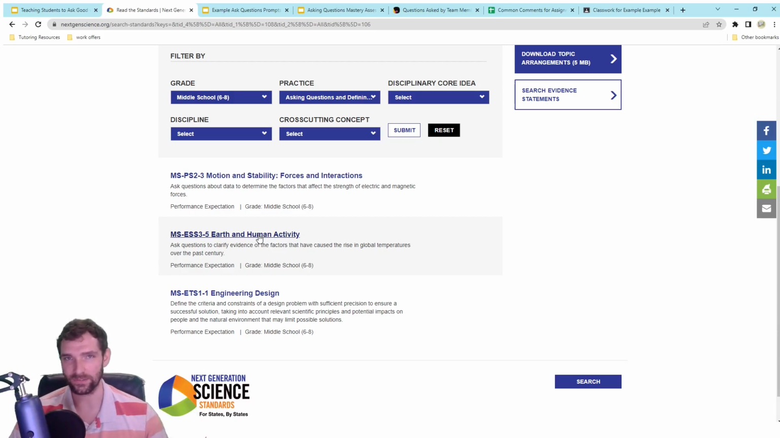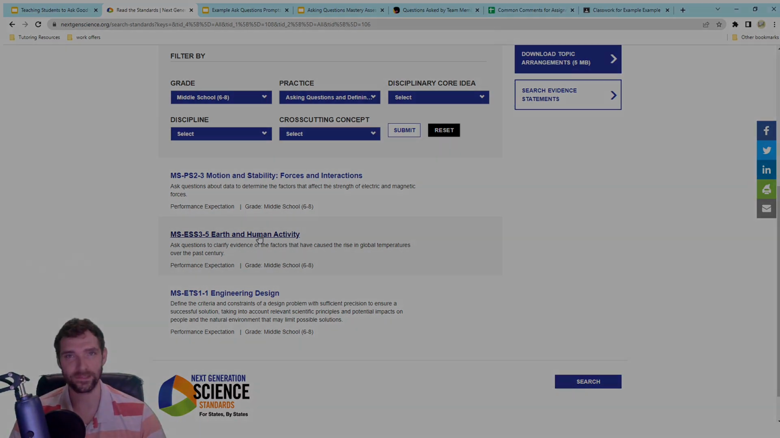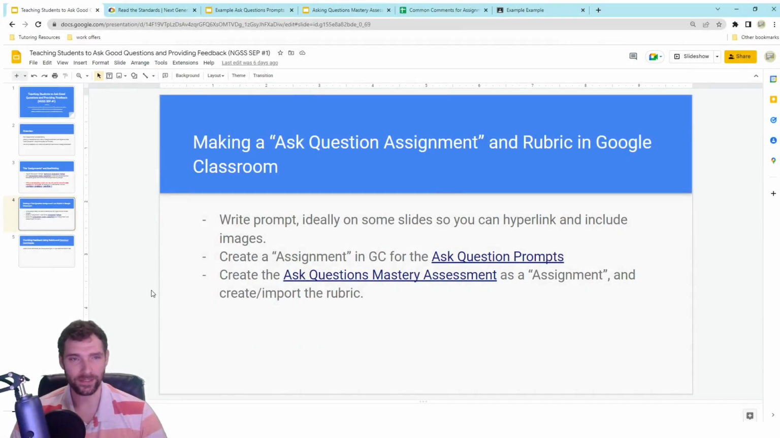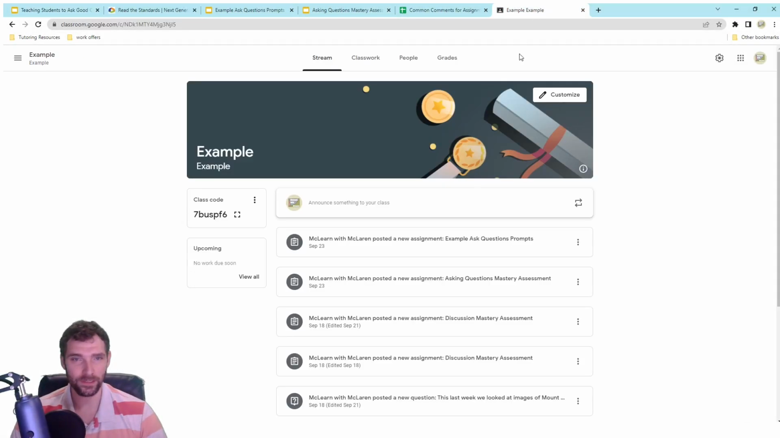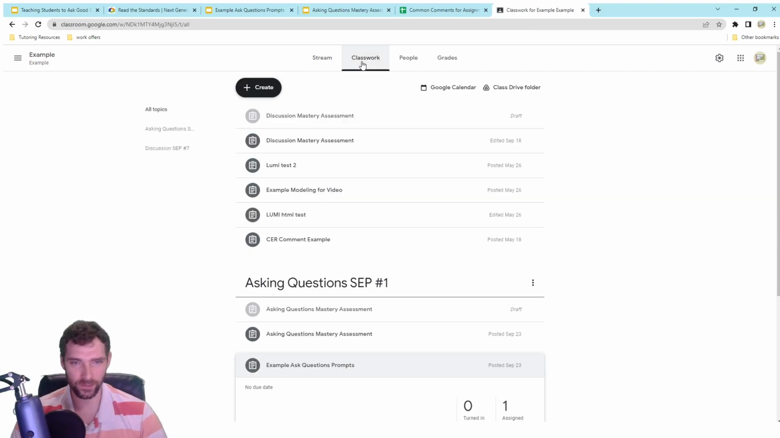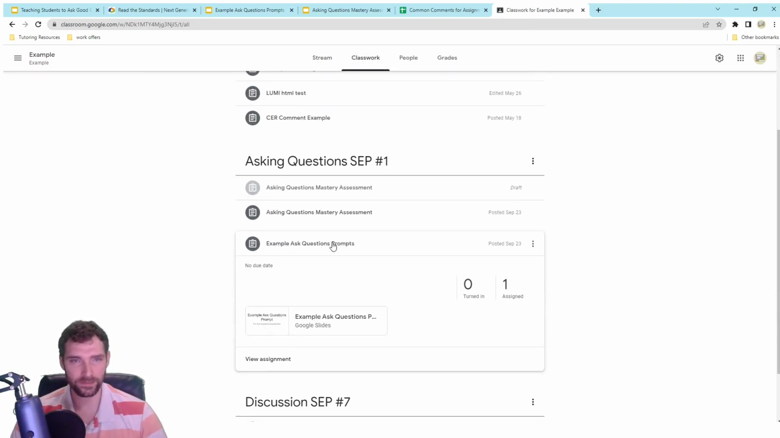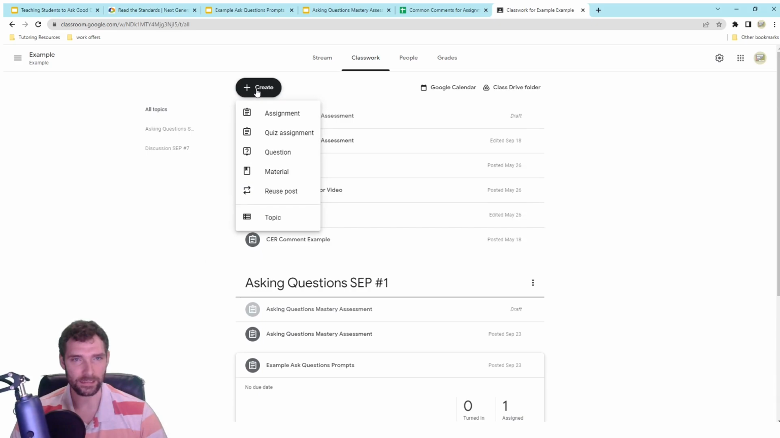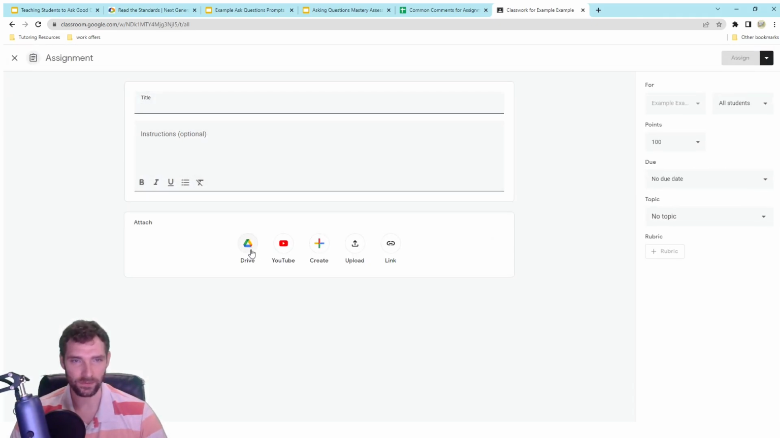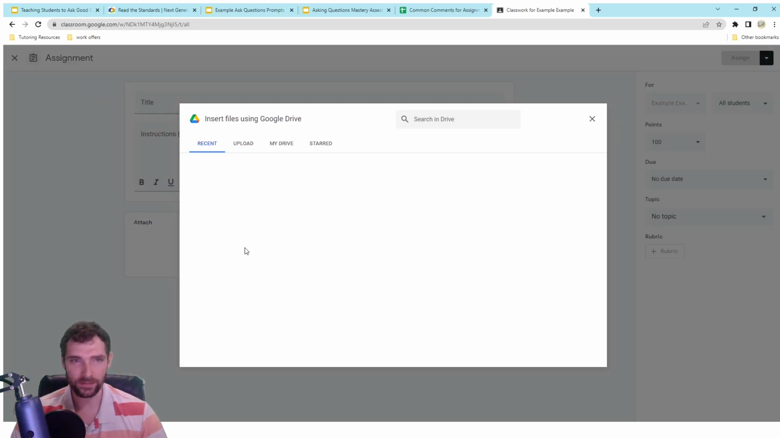And then you can also add in some other questions to another PE that you're doing and have this just so you've got a couple more samples. To get this assignment in Google Classroom, it's pretty straightforward. Basically, you go to the classwork, and the prompts, you can just make that by making an assignment and linking the prompts. So you just put the prompts as an attachment. I'll just show you that.